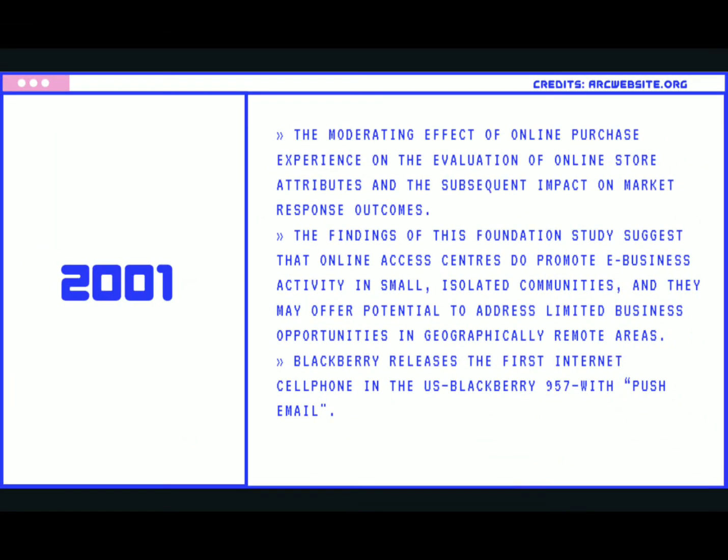In the year 2001, the moderating effect of online purchase experience on the evaluation of online store attributes and the subsequent impact on market response outcomes. Also, BlackBerry releases the first internet cell phone in the US.